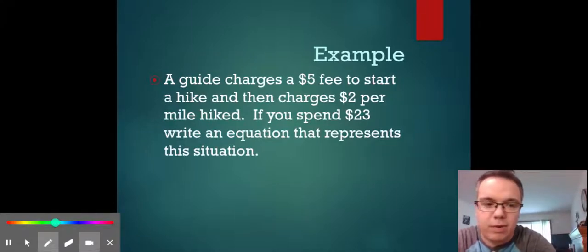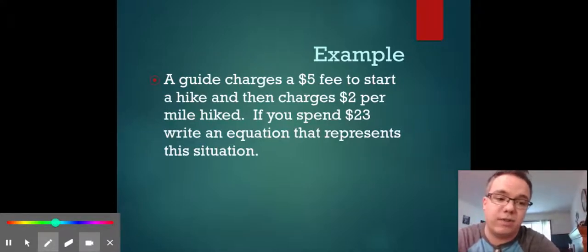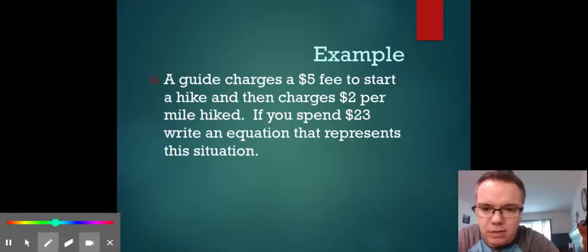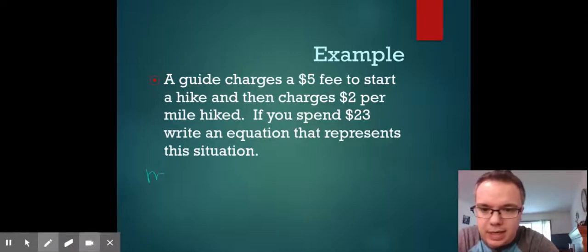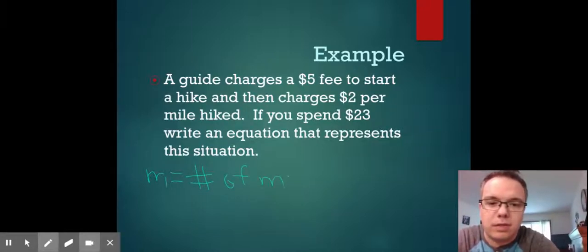And you can make your variable, remember, any letter except for E, I, or O, because E and I are both numbers, and O looks like a 0. So I'm going to use M. I like M because it's going to stand for the number of miles. Please don't just put M equals miles, because that's not true. It equals the number of miles. That's the number of miles hiked, to be very specific.